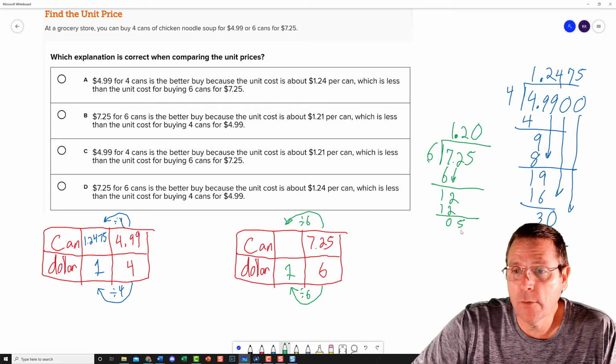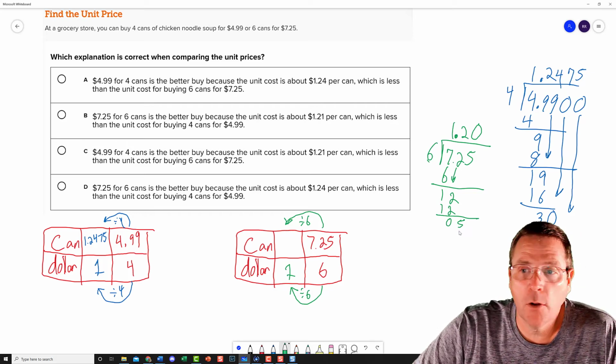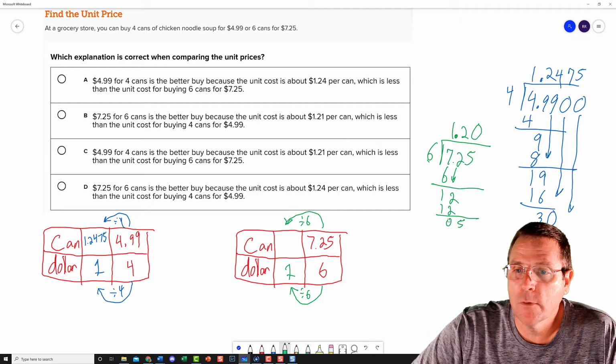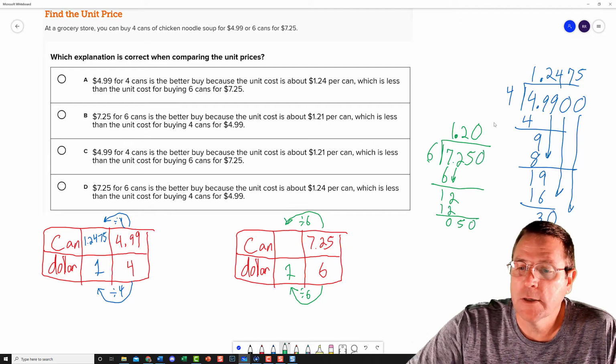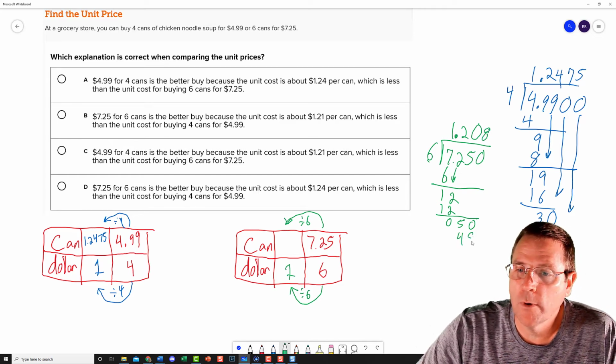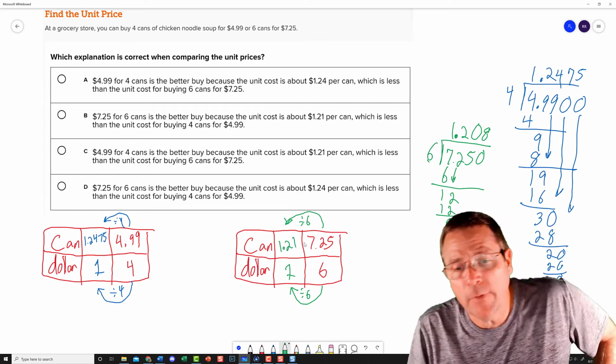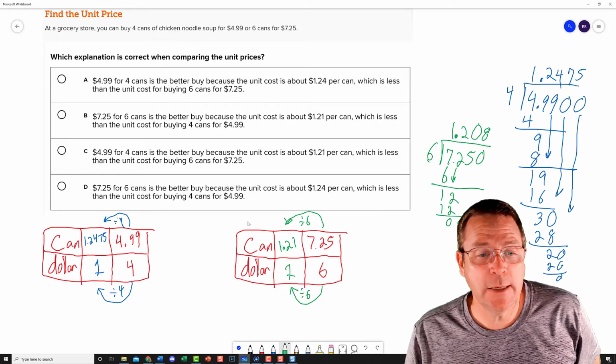We could take it another step if you want to round to the nearest penny. So let's go ahead and take a look if we were to do that. That means that 0 times 6 is 0. Annex in another 0 and bring it down. 6 would go into 58 times, which would have been 48. That means that this one would have been about $1.21. And I could stop it there because I can see there's a big difference.